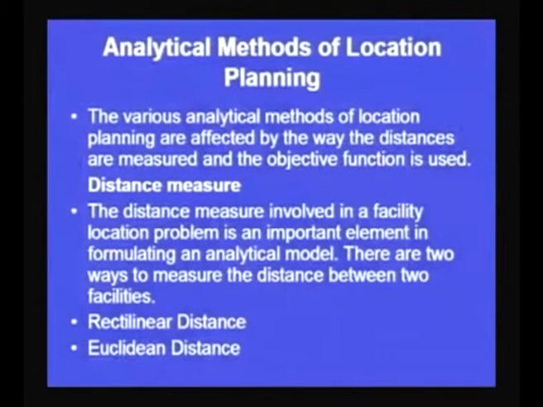Analytical methods of location planning. The various analytical methods of location planning are affected by the way the distances are measured and the objective function is used. Basically we want to minimize the distances between the vendors and the factory, and between the factory and the consumers, or between the factory and the distributors who are finally going to let out the product to the retailers who are finally going to sell it to the customers. So, the distances always have to be minimized.